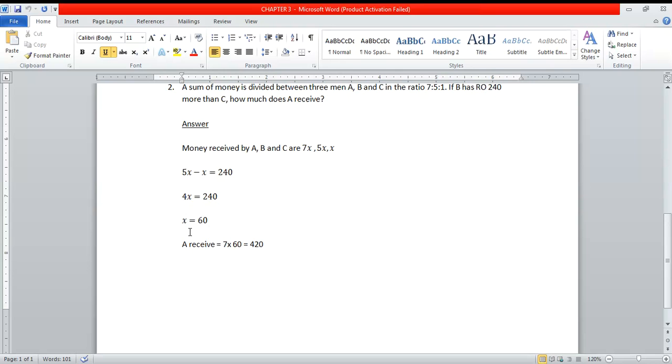So 5x minus x equals 4x. 4x equals 240. So x equals 60. We know that the amount received by A is 7x. So 7 into x, that is 60 Oman Riyal. So 7 into 60 is equal to 420 Oman Riyal, which will be the amount received by A.